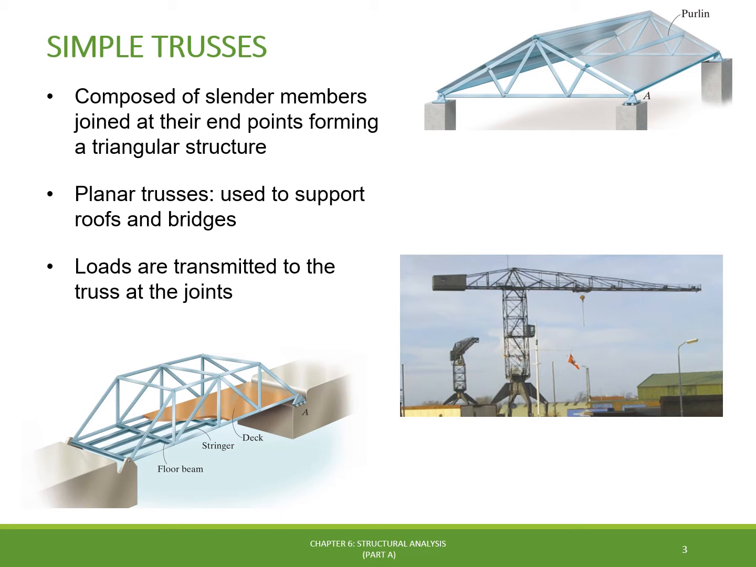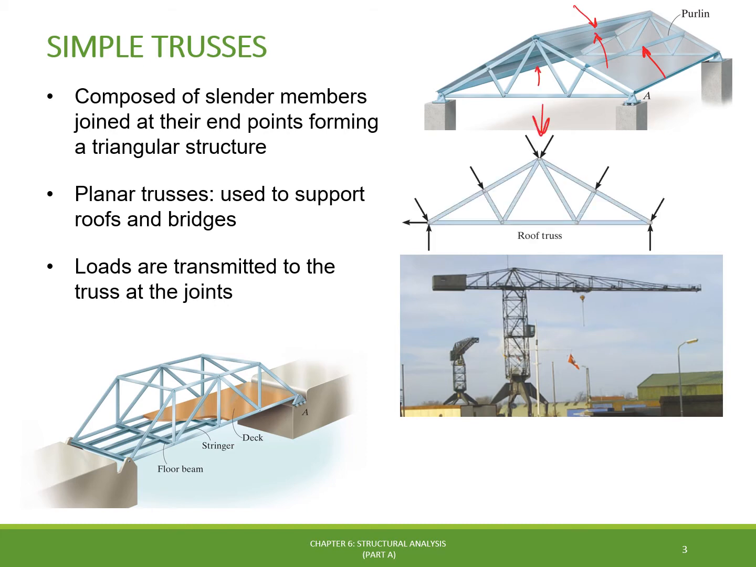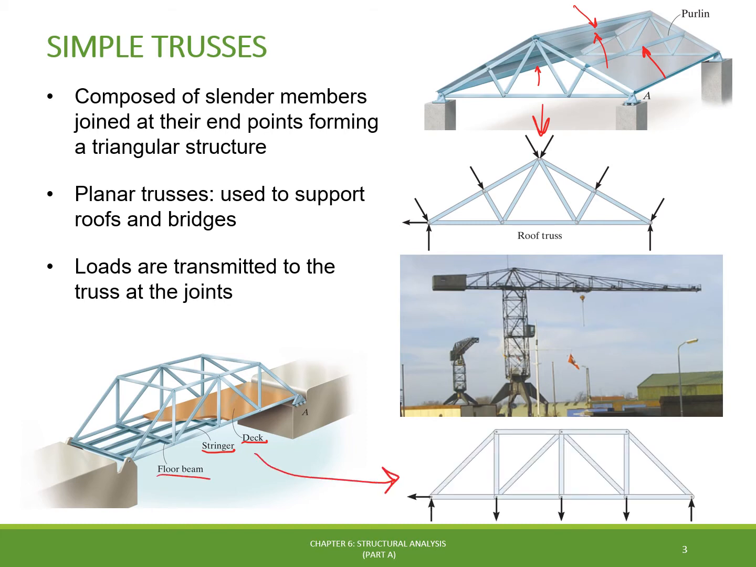In a roof, for example, the load is transmitted to the truss at the joints by means of a series of purlins. In the case of a bridge, the load on the deck is first transmitted to stringers, then to the floor beams, and finally to the joints of the two supporting side trusses. Since we have all the loads acting on the same plane for both cases, the analysis of the forces developed in the truss members will be two-dimensional.